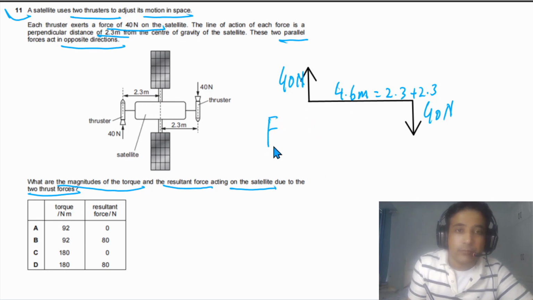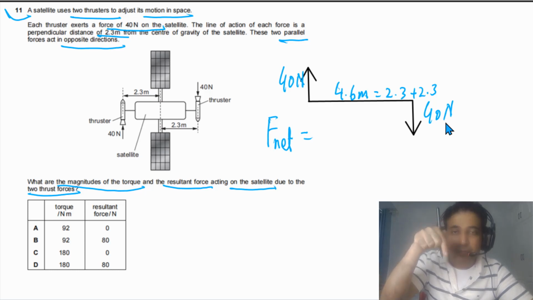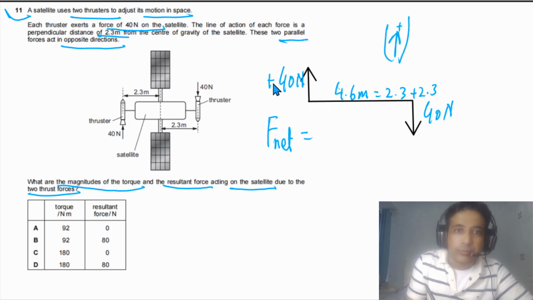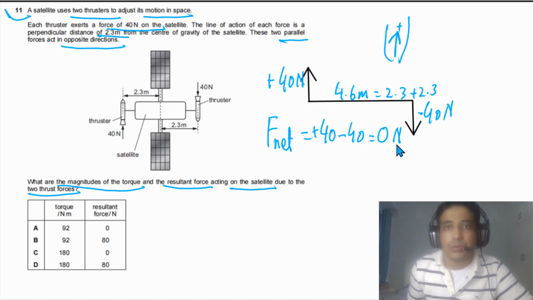First of all, we can find F net, meaning the resultant force. In this case, the resultant force is equal to 0 because one force is vertically downwards and one is vertically upwards. If I take up as positive, for example, this force will be positive, this force will be negative. Now we simply need to add these two forces. So we have plus 40 and minus 40 newtons. The answer will be equal to 0 newtons. So the resultant force in this case is equal to 0.